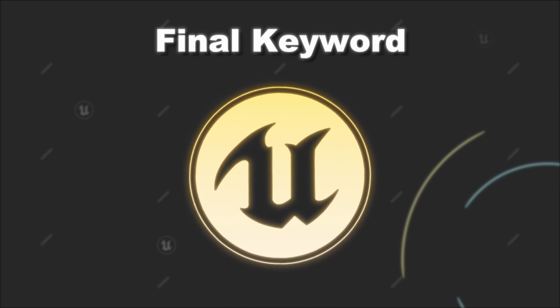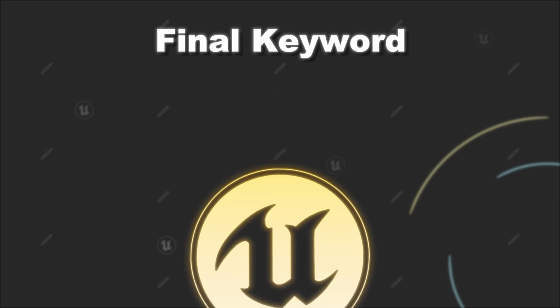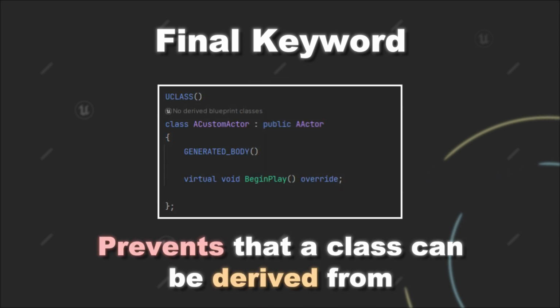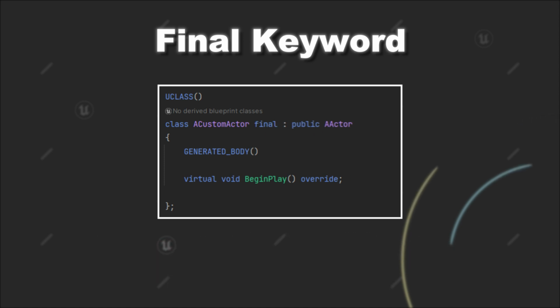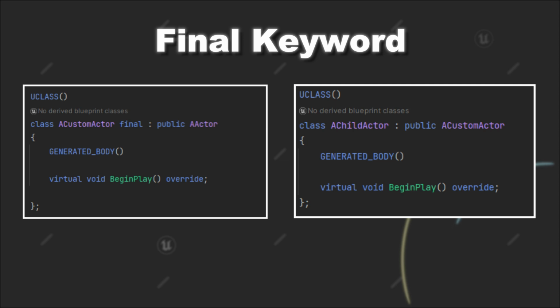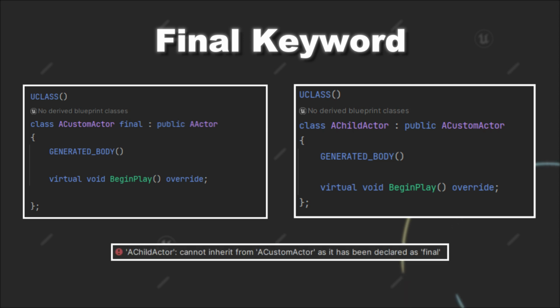The final keyword in C++ for Unreal Engine can be used in two ways. First, you can use it in combination with a class. This prevents a class from being extended further by inheriting from it. To make a class final, you have to add the final keyword after the class name. And now, if you try to inherit from this class, you will get an error from the compiler.